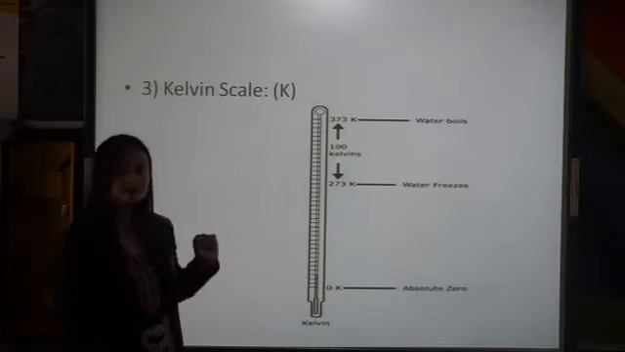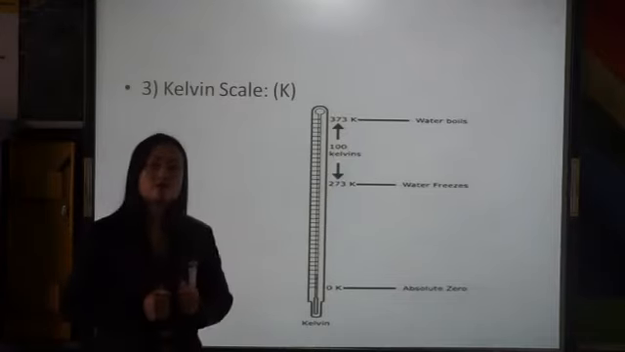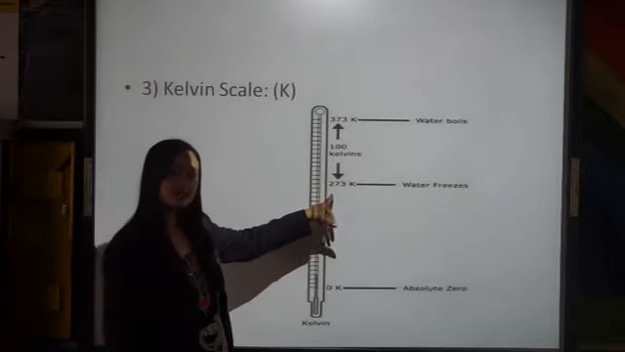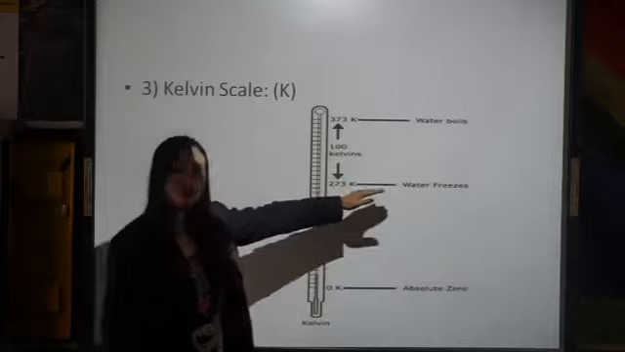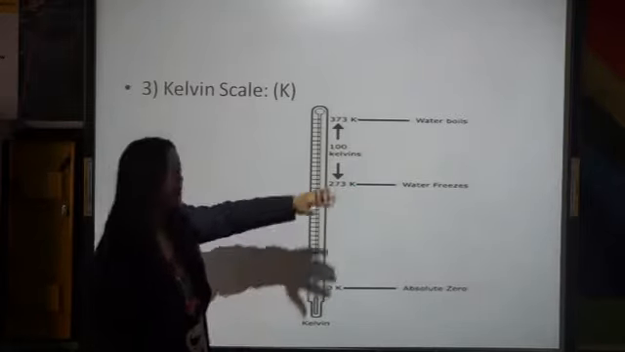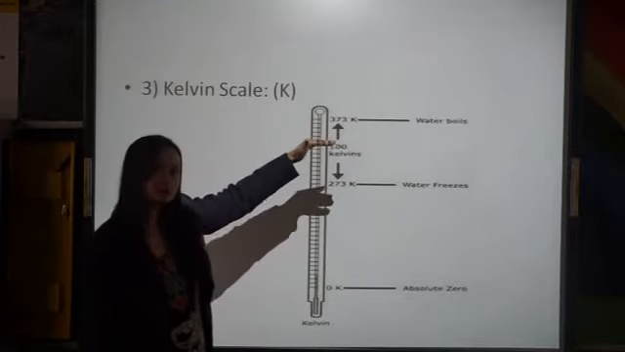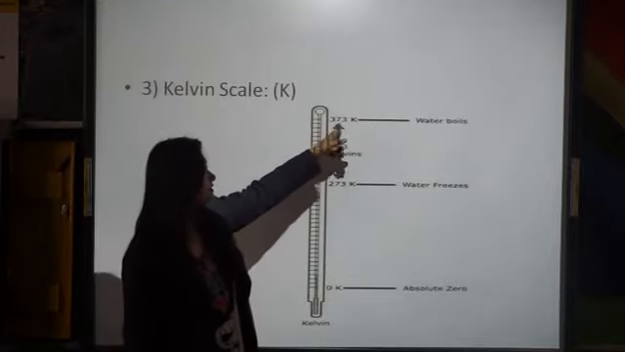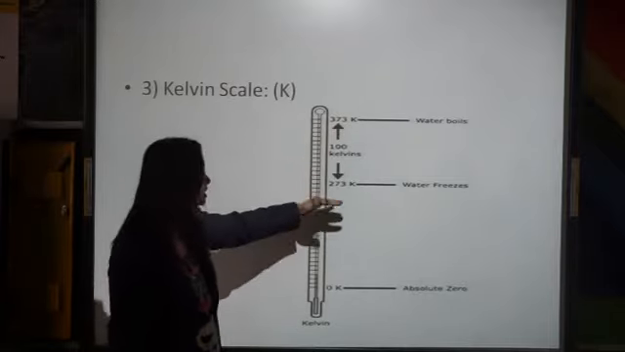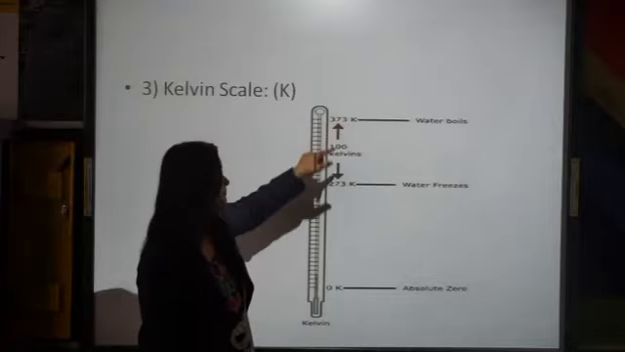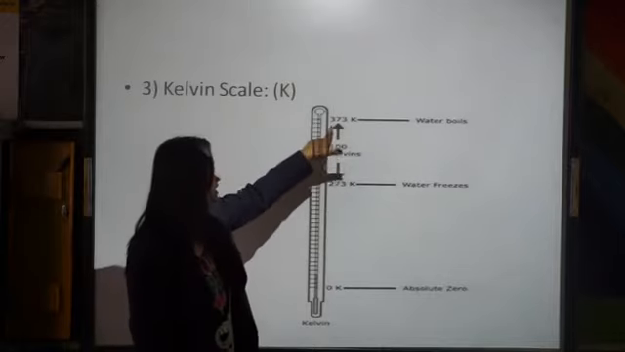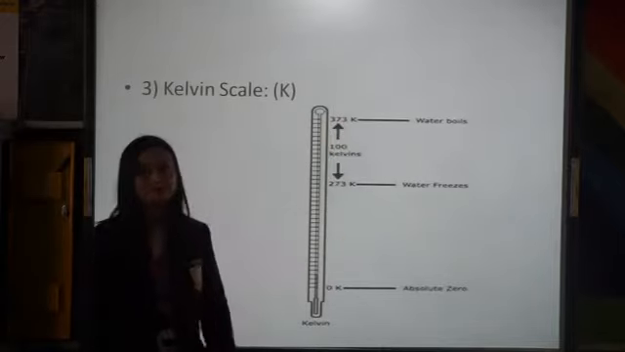The third type of scale with which we measure temperature is your Kelvin scale. For Kelvin scale, the lowest temperature, where the water freezes, is 273 Kelvin, whereas the highest temperature, where the water boils, is 373 Kelvin. How many lines are there between 273 and 373? 100. So there are 100 lines between 273 Kelvin and 373 Kelvin.